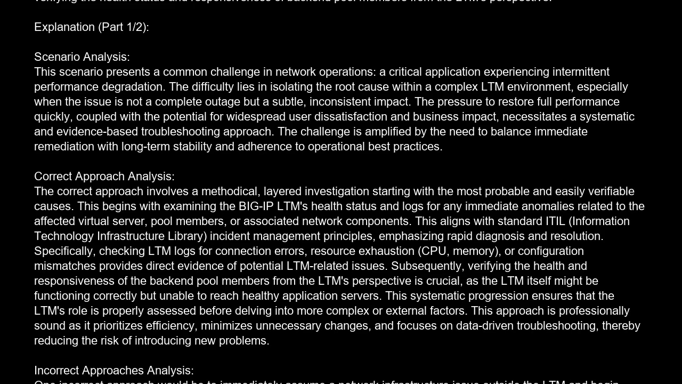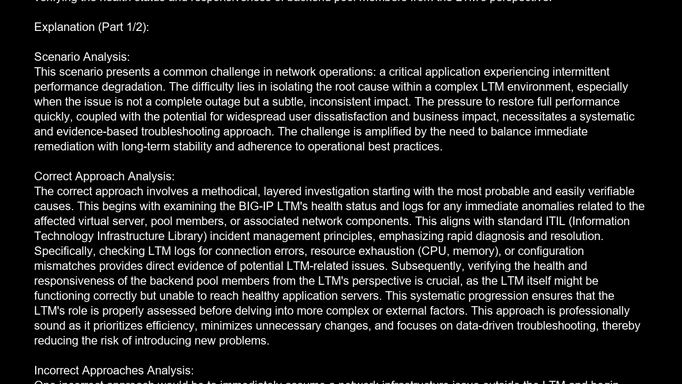The correct answer is C. Immediately review BIG-IP LTM logs for connection errors, health check failures, and resource utilization, while also verifying the health status and responsiveness of backend pool members from the LTM's perspective.